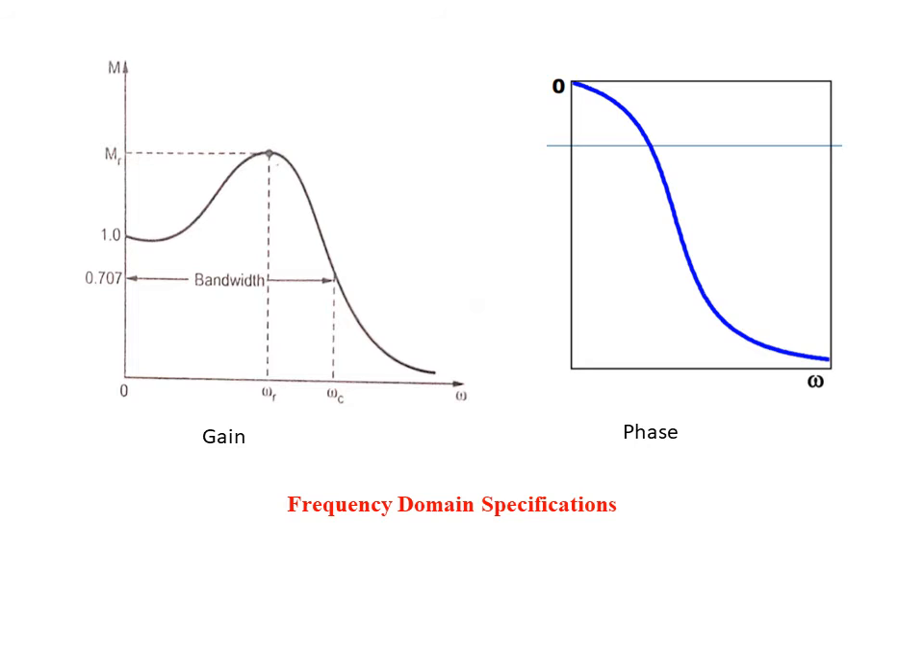When you look at the frequency domain specifications, we take M, that is the magnitude, and the phase angle is phi. The phase angle varies from 0 to minus in the reverse direction, so that is the minus phase, the fourth quadrant. The magnitude varies with respect to frequency, omega being the frequency; these are the frequency values and these are the amplitude values. This is the part of gain, and this is the part of phase.